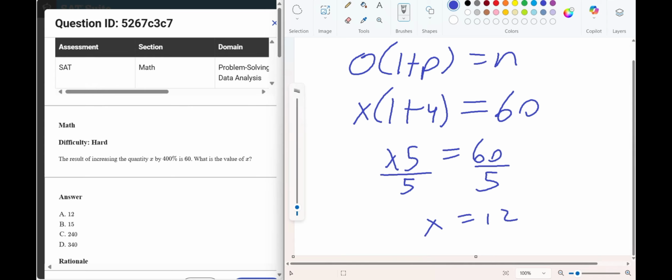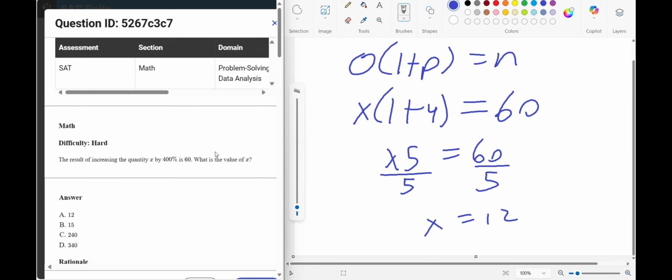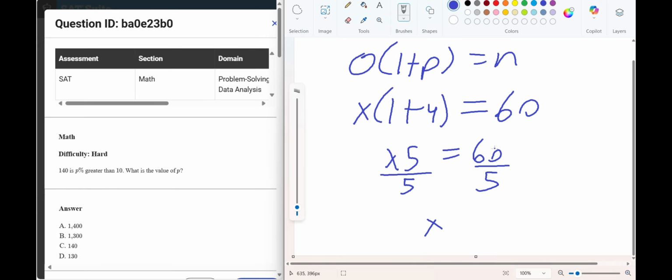And let's double check over here and see if that's the right answer. The correct answer in this case is, in fact, A. So 12 is what we started with. When we increase that by 400%, so 1 plus 4 times our original, gets us to that value of 60. And remember, "is" is always going to be equal to, so that's how we know that's what we're setting it equal to.